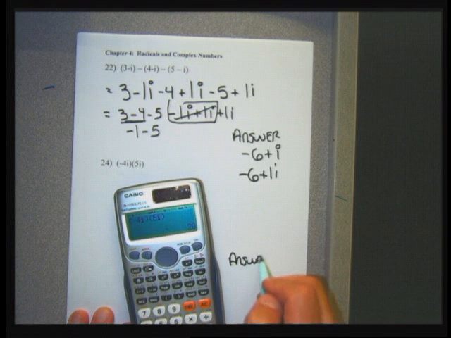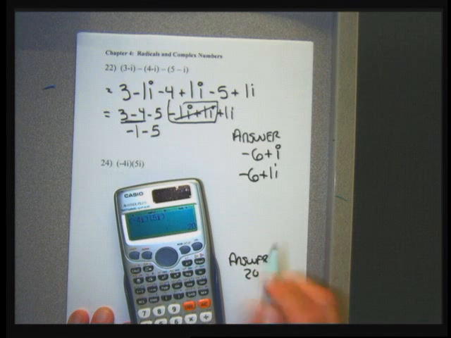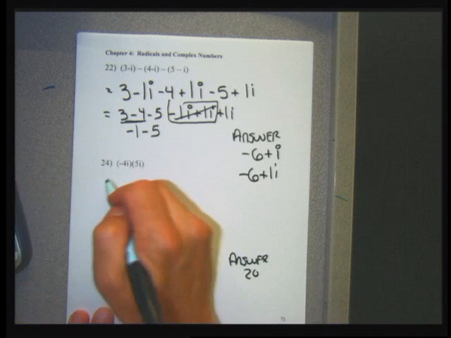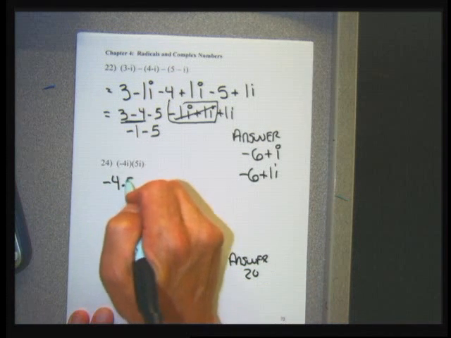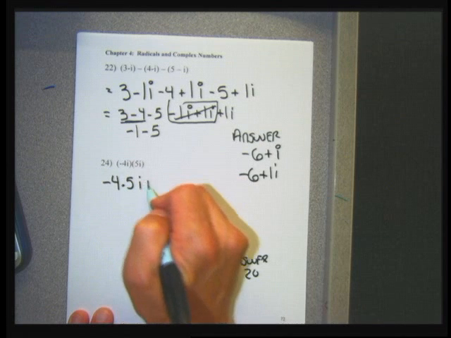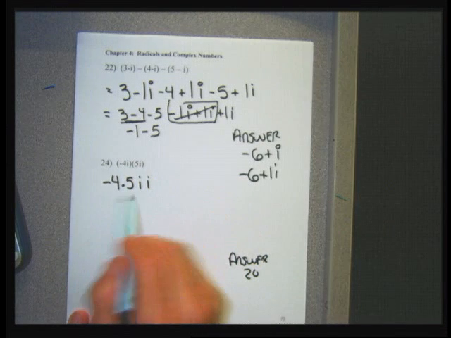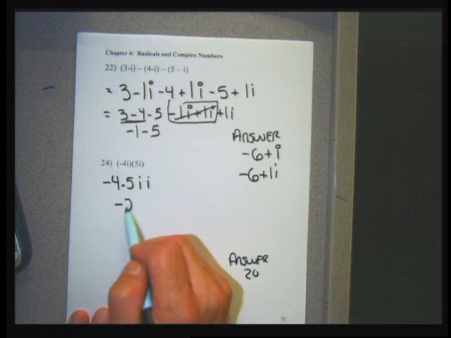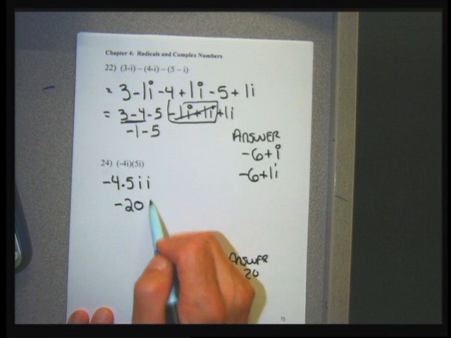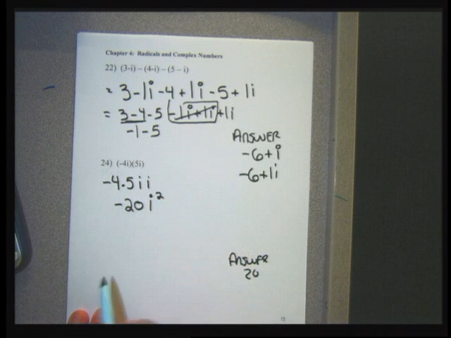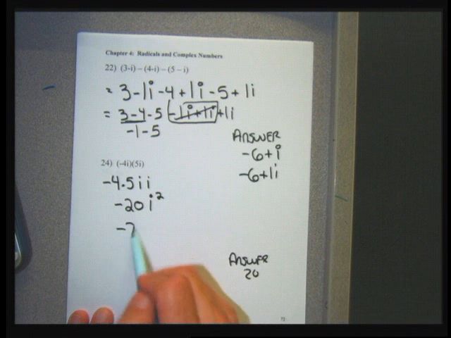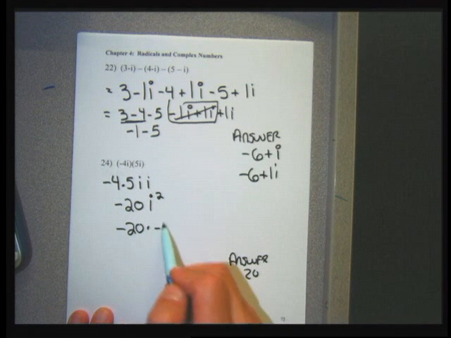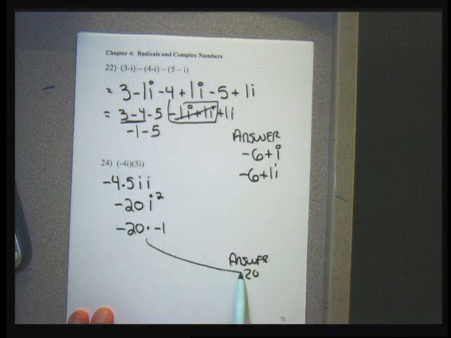This is multiplying monomials together. So to do this multiplication, I'm going to multiply the negative 4 and the positive 5, and I'm going to multiply the i and the i. The negative 4 times positive 5 multiplies to be negative 20. The i times i multiplies to be i squared. So this comes out to be negative 20 times negative 1, and the two negatives multiply out to be a positive, and you get your positive 20.